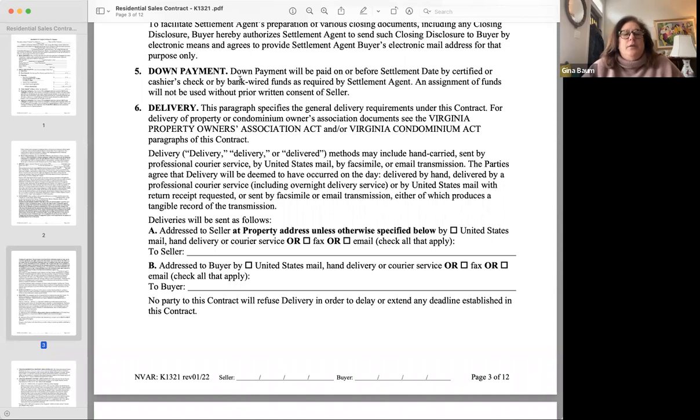All right, so down payment. This is the down payment that they're referring to that will be, you know, in conjunction with the loan. So down payment will be paid on or before settlement date by certified or cashier's check or bank wired funds as required by the settlement agent. An assignment of funds will not be used without prior written consent of the seller.